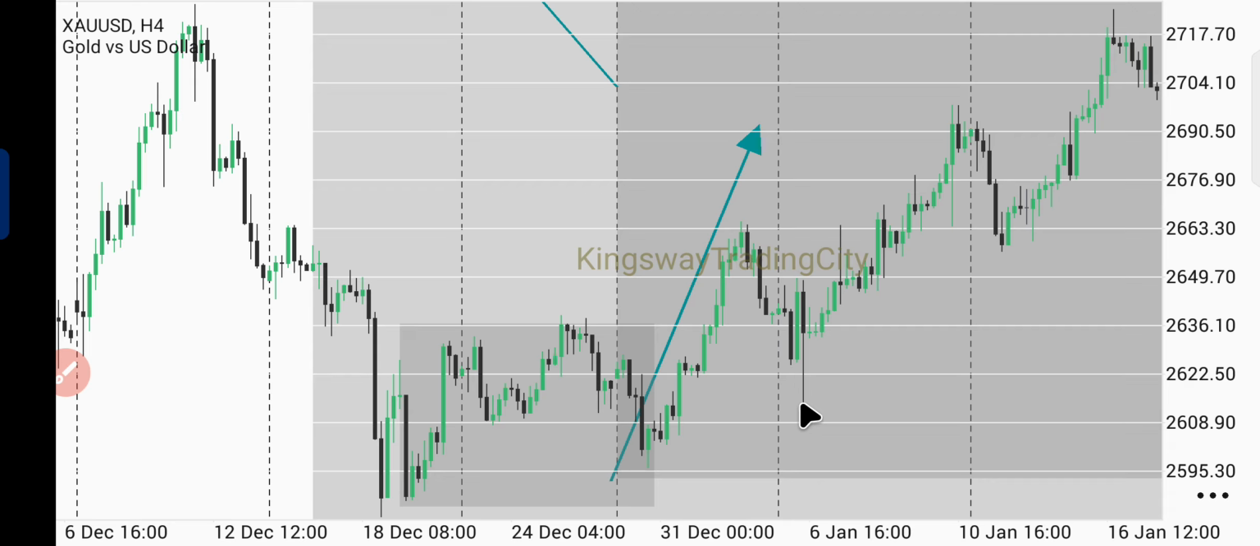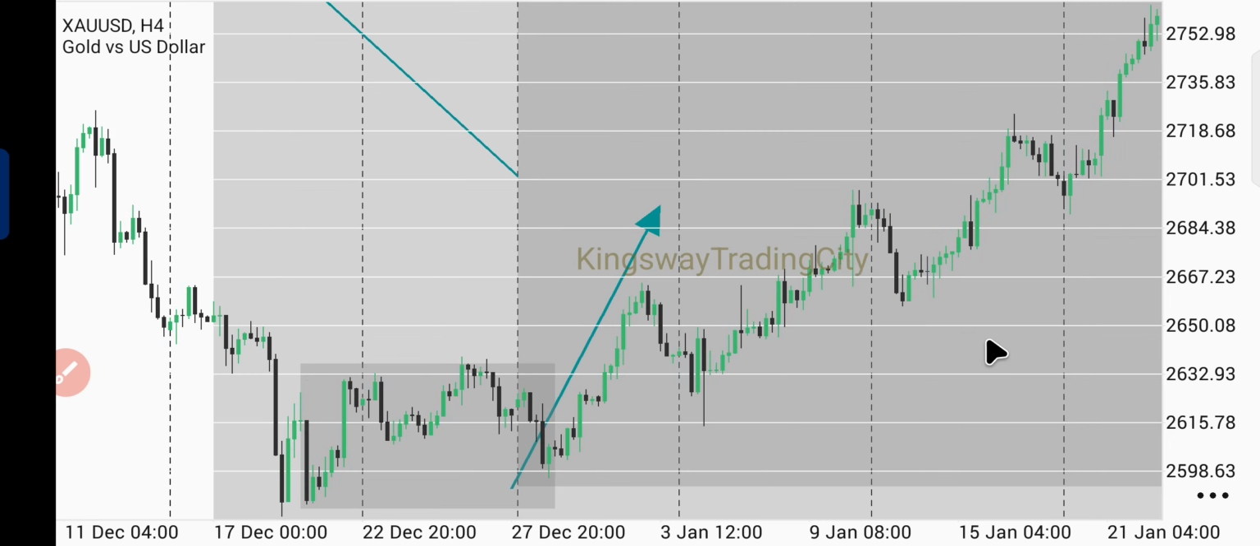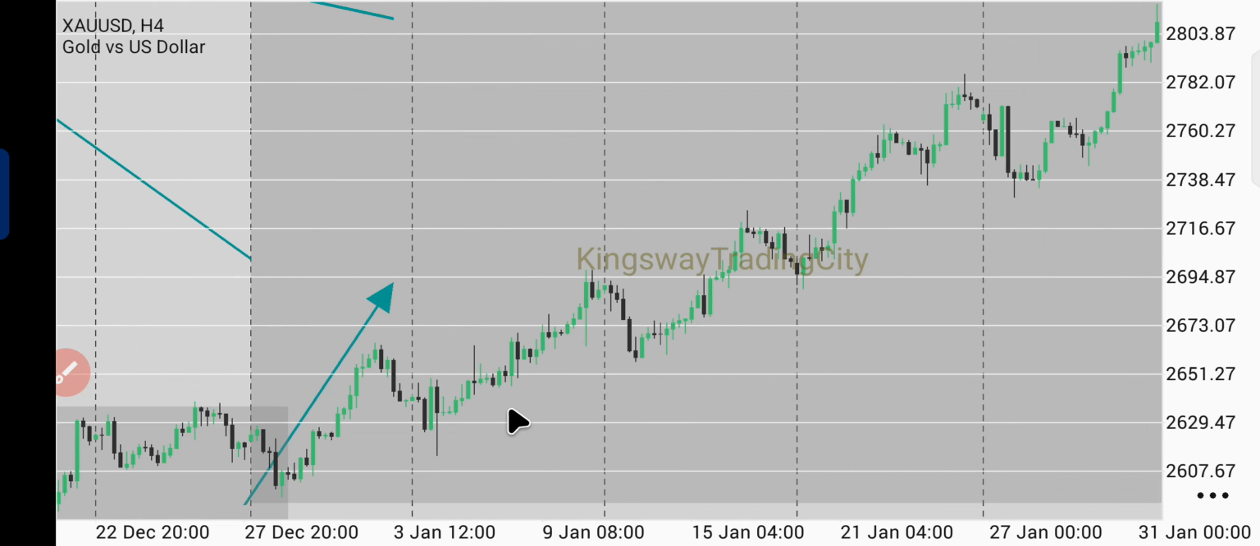So the moment you see this push to the upside, taking out this high, now you know we are in an uptrend. So you wait for this retracement, and I'm going to show you how you trade them so that you catch all these moves. What I'm showing you here is anticipating this move before it happens.